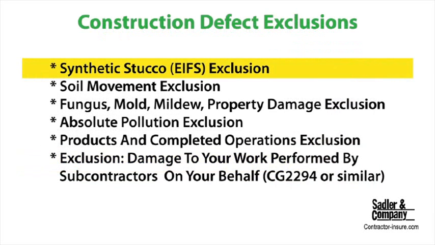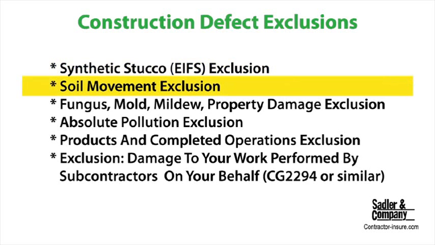The first is the EIFS, or synthetic stucco exclusion. This exclusion has appeared on all builder policies for many years. If you're a builder and are still installing EIFS or doing EIFS repair work, you need to buy a special general liability policy from the high-risk marketplace to cover this exposure.